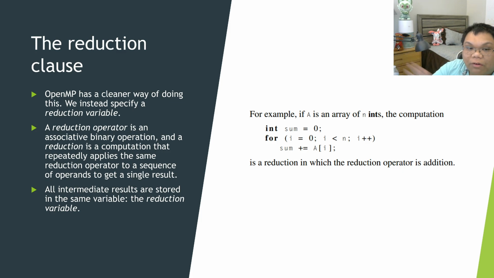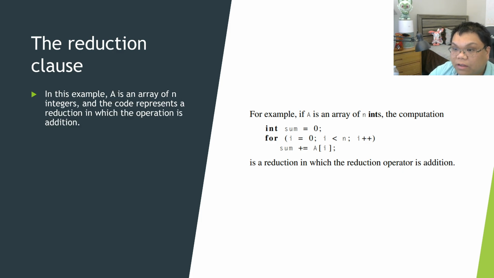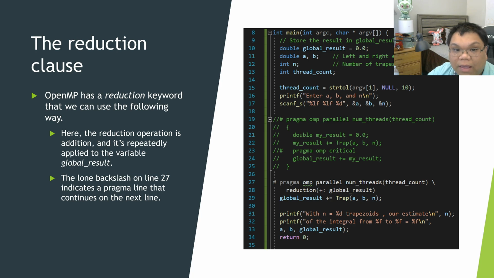For example, if we have an array of integers and we want to add up every value in that array, our reduction operator is addition. We have a sum, that is the variable in which we want to store our sum. We are repeatedly applying addition to that sum, so it's sum plus equals a[i]. Sum is that reduction variable, and addition is a reduction operation. What OpenMP has is a reduction keyword. So let's try this out.